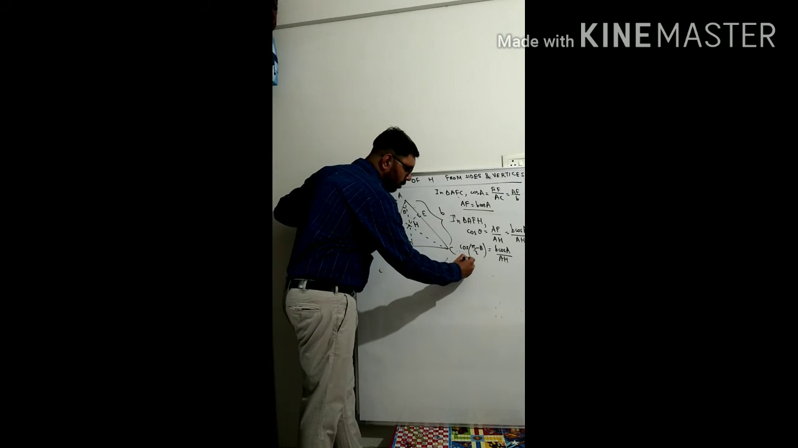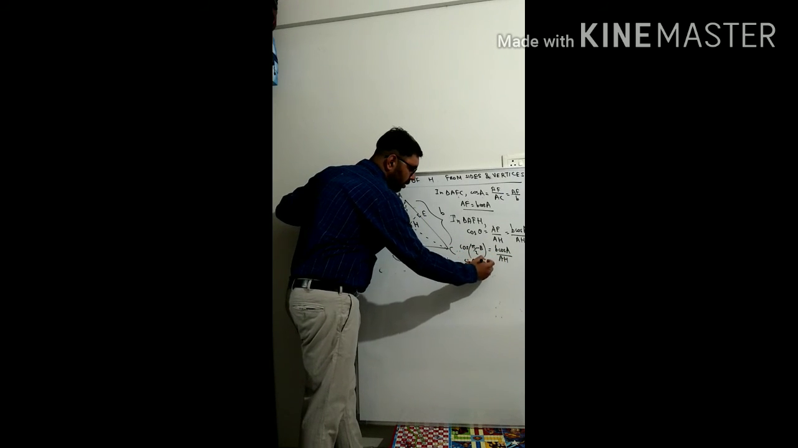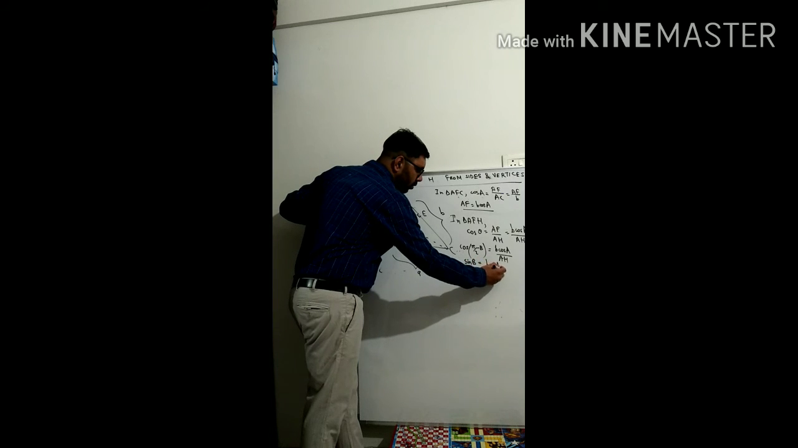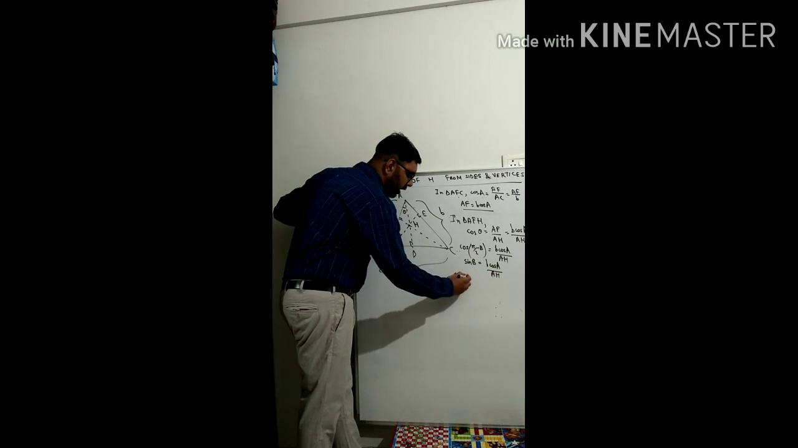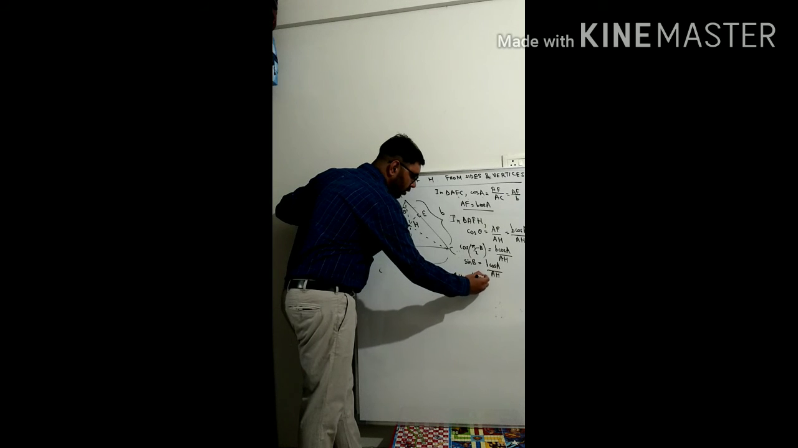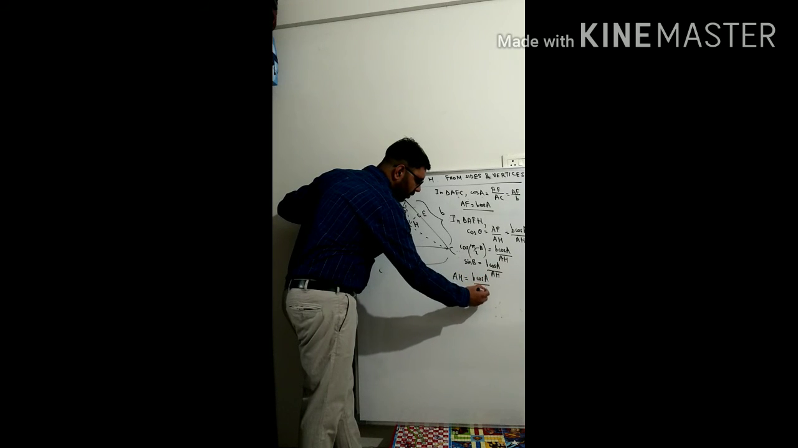So cos of pi by 2 minus B can be written as sin B. So sin B is equal to B cos A divided by AH. Now AH will come here and sin B will go in the denominator. So it will become B cos A upon sin B.